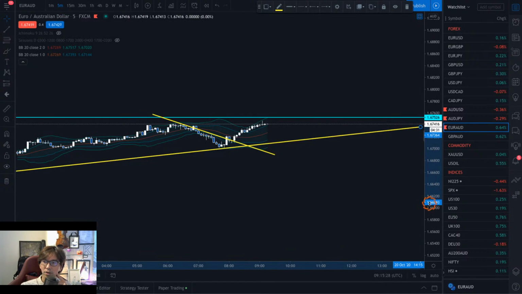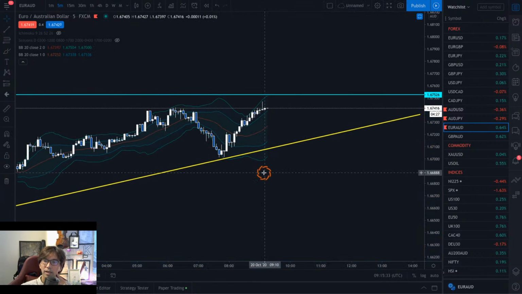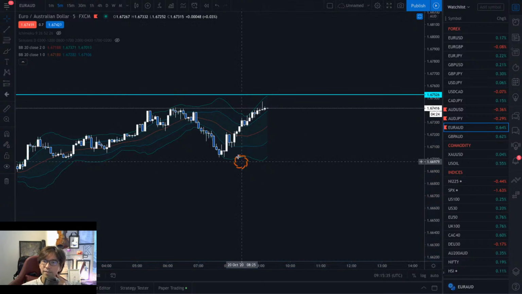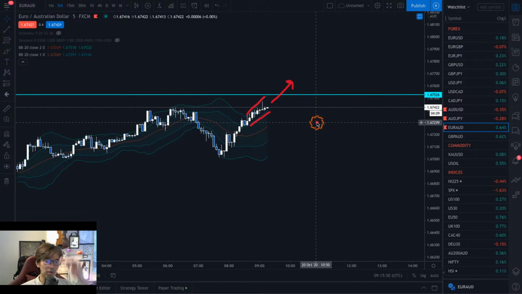Let's see. So here is the 5-minute chart. And in this case, this is band walking. The price is in between deviation 1 and 2, and currently it's going up this way. So this is one of the confirmations. It's band walking, so we can expect the market to continuously go up this way.